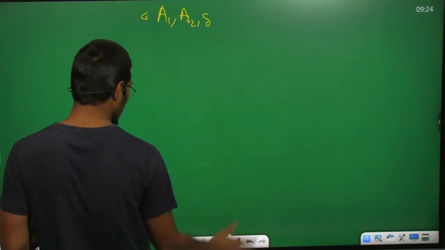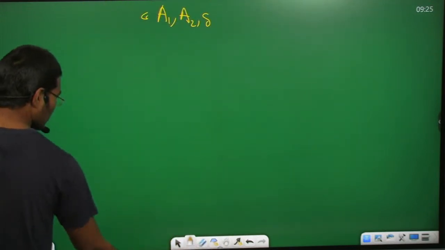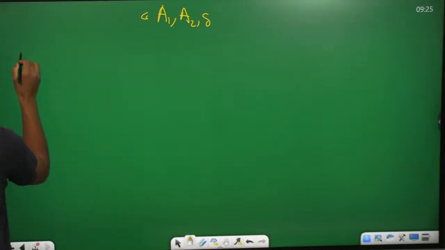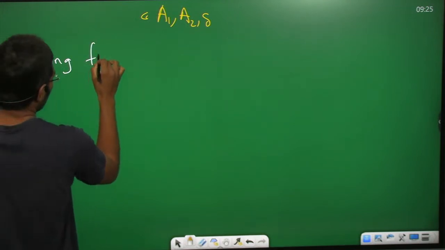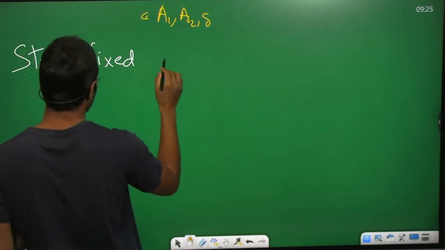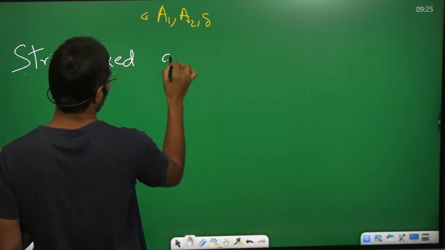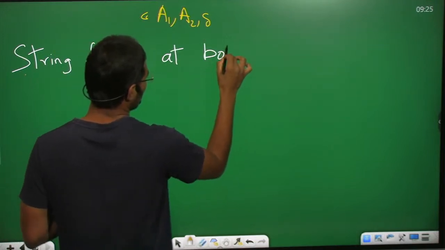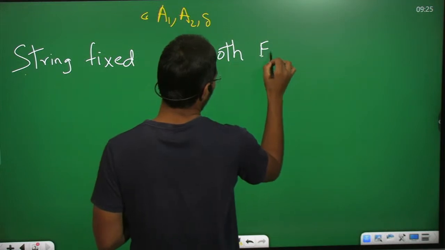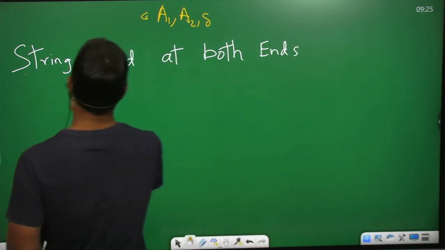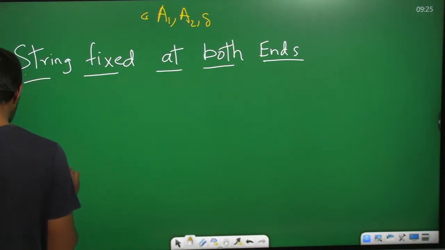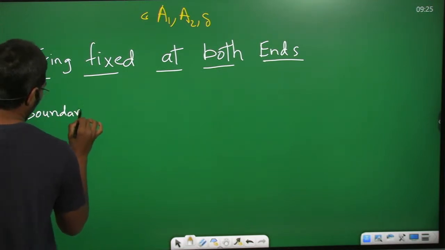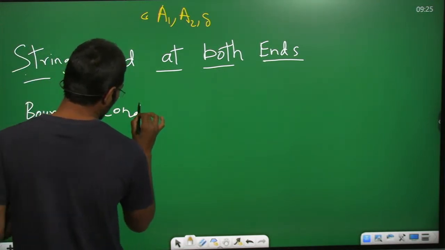Now let us try to take the particular conditions. String fixed at both ends. Now we are trying to speed up the process, so try to be fast. So now conditions for string fixed at both ends, try to write them. What are the boundary conditions? Okay, try to fill it.